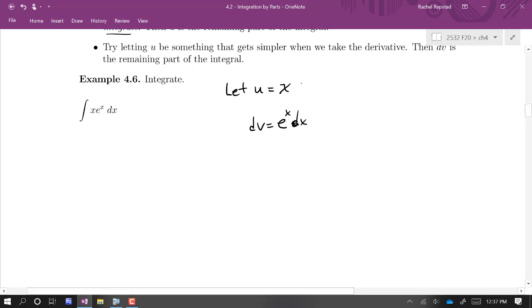And now from each of these, I'm going to find du and v respectively. So if u is equal to x, then du is equal to just dx, or 1 dx. That's something that certainly gets simpler when you take its derivative. And dv, if we're going to find v, we have to integrate. When you integrate it, you just take the simplest antiderivative. We don't worry about a plus c in this process.